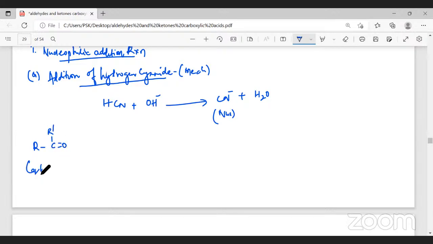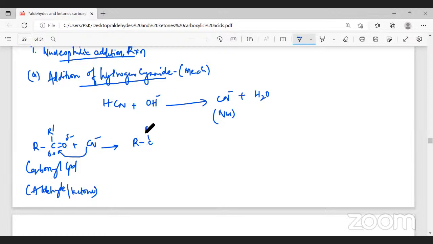It's a carbonyl compound. When we say it's a carbonyl compound, it can be an aldehyde or it can be a ketone. Aldehyde or ketone will be attacked by a nucleophile. Here oxygen will have negative charge and carbon will have positive charge because oxygen is more electronegative. Therefore, cyanide will attack carbon. When cyanide attacks carbon, you get R, C, R dash, CN, and you get O minus.